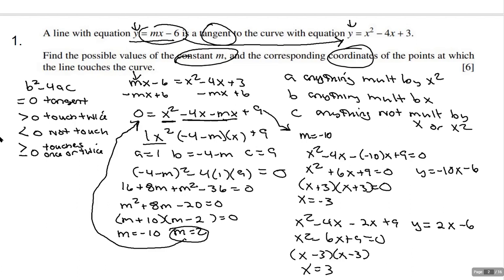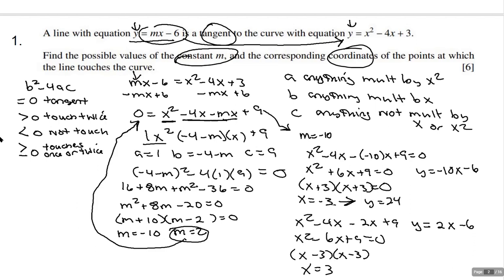Okay, awesome. Hopefully you did that. So if I plug this in here, this is going to end up being a 30. Negative 10 times negative 3 is positive 30. Positive 30 minus 6, that's going to be a 24. The y that goes with a negative 3 is going to be 24.